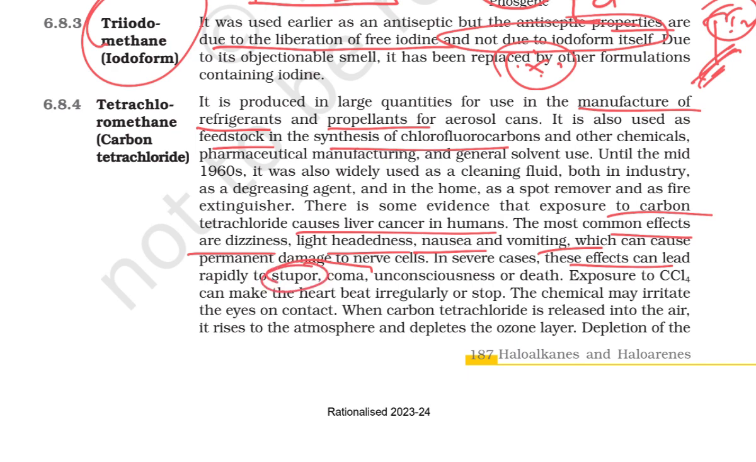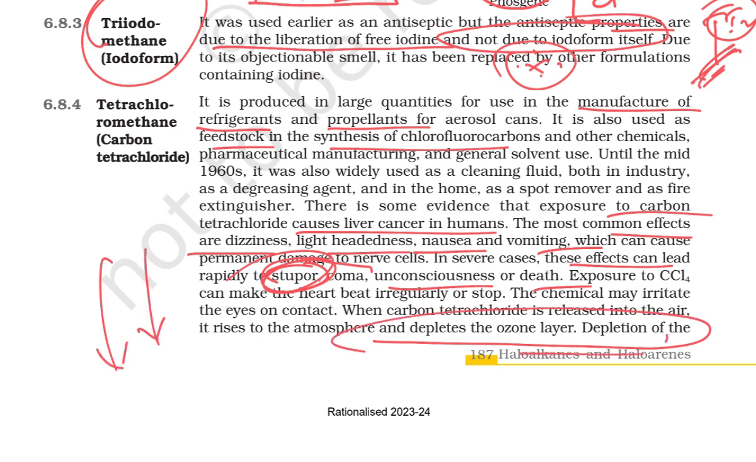What is stupor? You tell me in the comment section. Then unconsciousness and death. It also depletes the ozone layer. This leads to more harmful ultraviolet radiation coming to the earth, and at that time it affects humans.